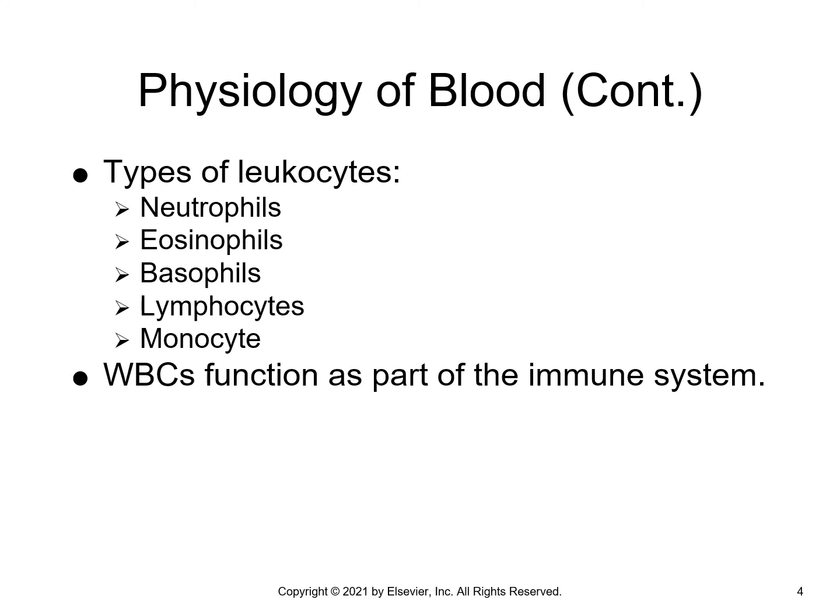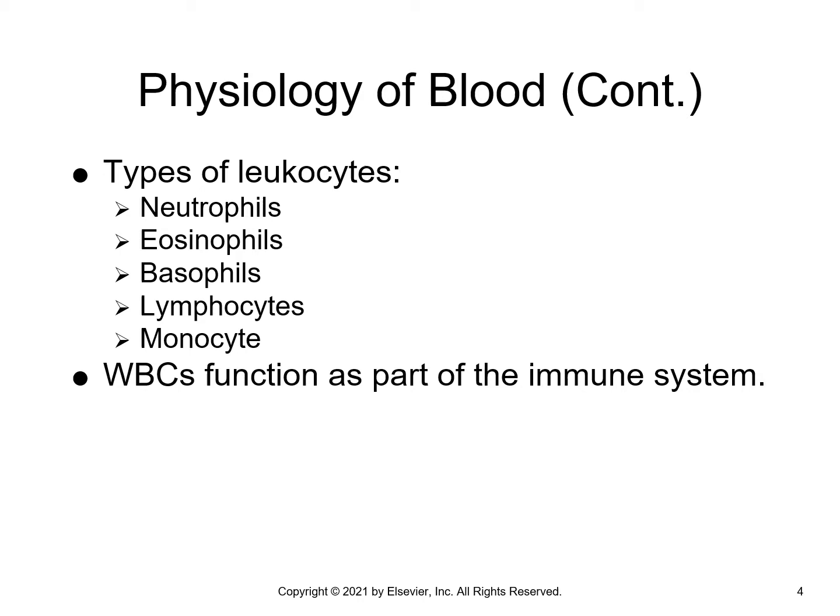Now, if we break down the leukocytes or the white blood cells, you'll find that there are 5 major types of white blood cells. And the white blood cells are really responsible for the immune system. So again, these are made in our lymphoid tissue and in our red bone marrow.